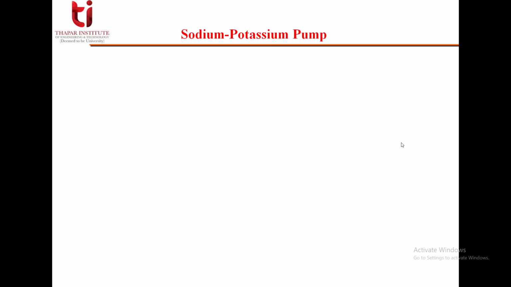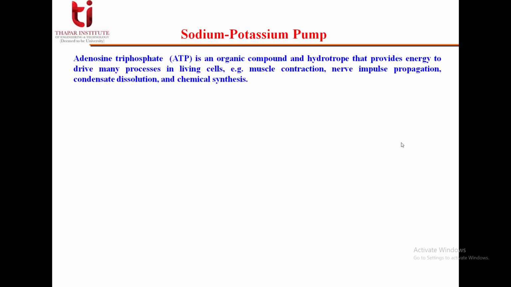Now let's discuss a little bit about the sodium potassium pump. Adenosine triphosphate, that is ATP, is an organic compound that provides energy to drive many processes in living cells, for example muscle contraction, nerve impulse propagation, condensate dissolution, and chemical synthesis. The formula for ATP is C10 H16 N5 O13 P3, where P is phosphate.